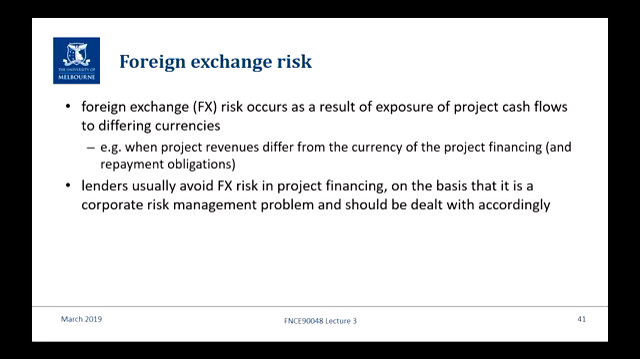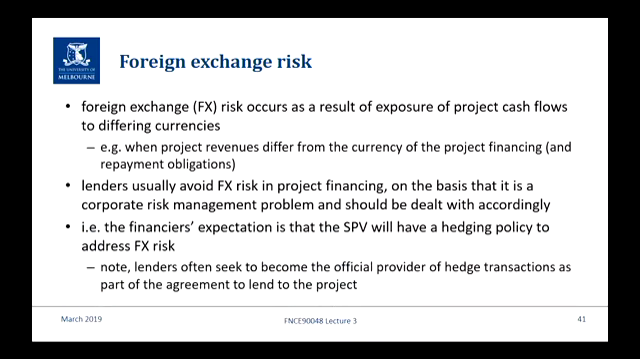I mean, you should be able to have foreign exchange forward contracts and foreign exchange options and that sort of thing, and natural hedges and so on, whatever it is that you do. So the financier's expectation is that the SPV will have the policy that covers FX risk, and if it doesn't, they'll put it back onto the sponsors in some cases, which means it's not pure project finance. There's a bit of recourse in that specific instance.